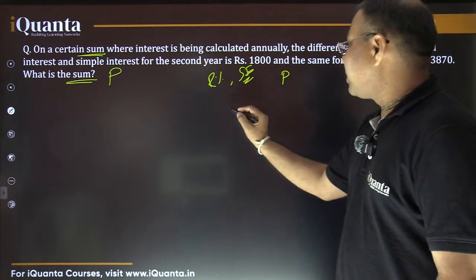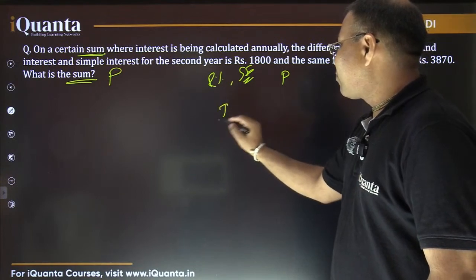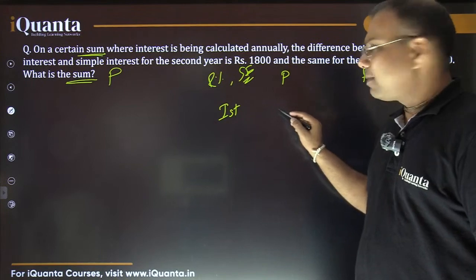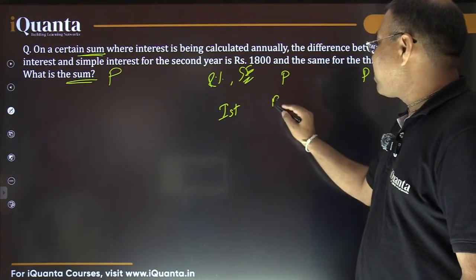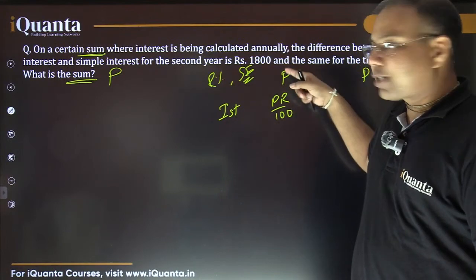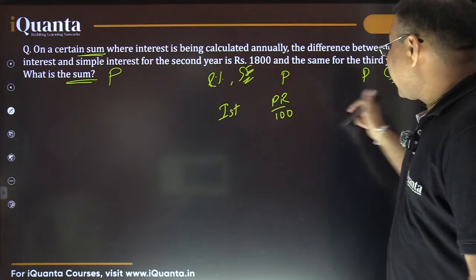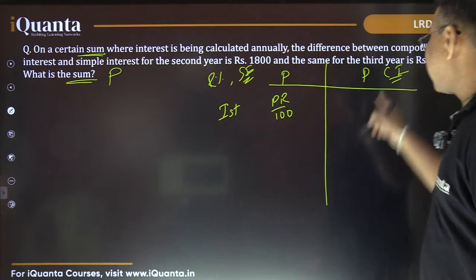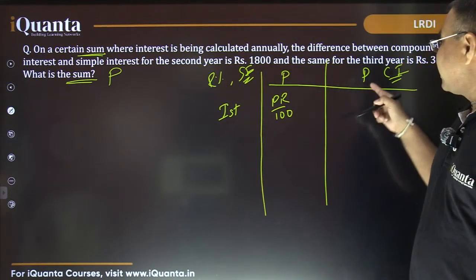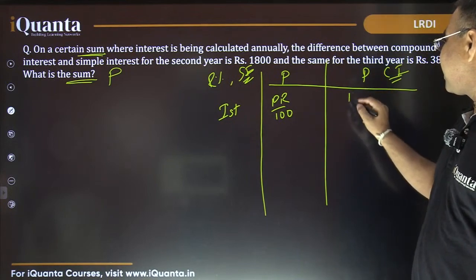So in first year, what is going to be the interest here? In case of simple interest, it is PR by 100. Yes or no? It is simple R% of this P. Fine. And in this compound interest scenario, the interest earned in the first year would be how much? Same R% of P, that is PR by 100.